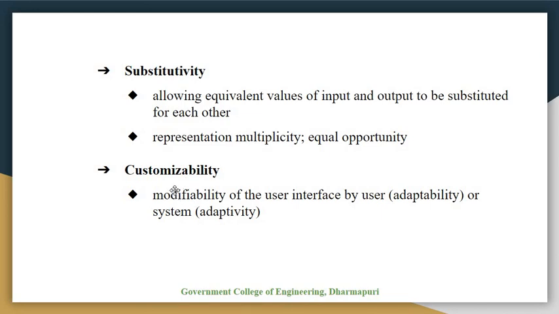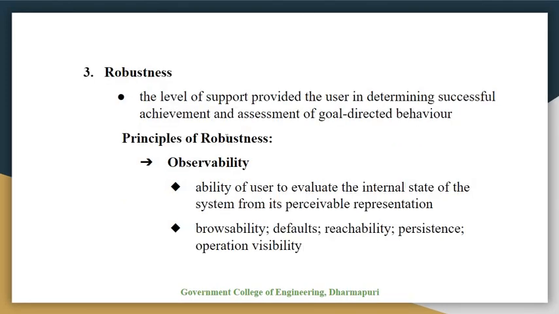The next one is customizability. It refers to the modifiability of the user interface by the user or the system. The term adaptability is used when the interface can be modified by the user, and the term adaptivity is used when it can be modified by the system. The next principle is robustness. Robustness concerns itself with supporting the user in successfully accomplishing an action with the system and assessment of the action. There are various principles to be applied to support a system's robustness.